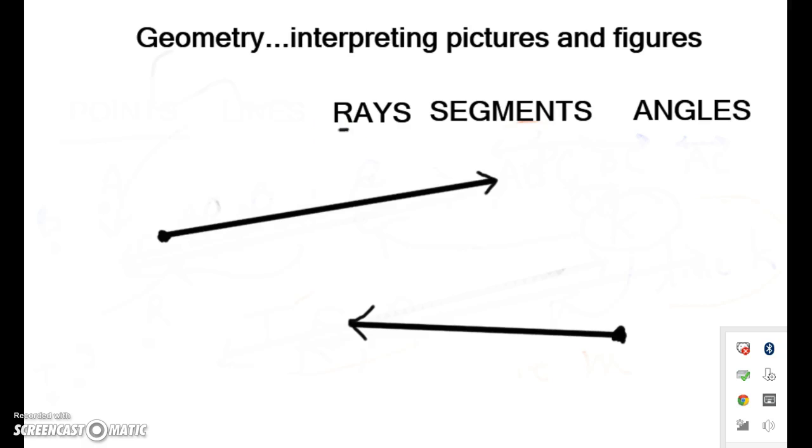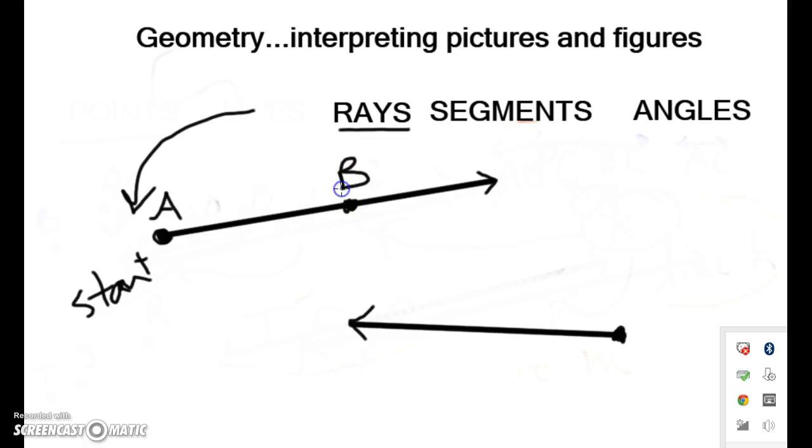Rays. A ray actually comes from a line. It's where you have actually broken off one of the arrowheads, which gives the ray a starting point. This particular ray starts right here. Let's give that a name. Now it's a location, it's a point. It starts at A, and this particular ray runs through point B.